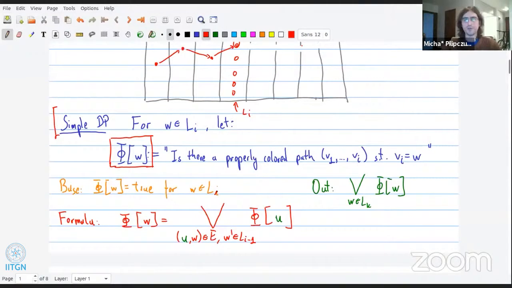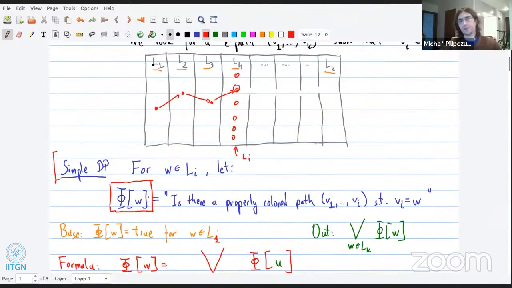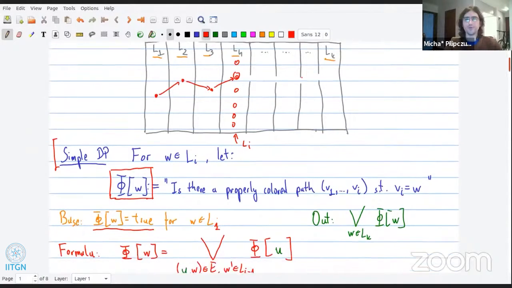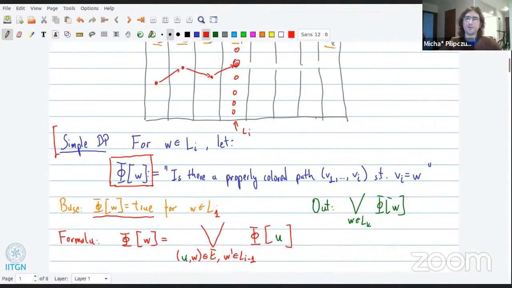So if I'm looking at layer 1, all the vertices of color 1, then clearly I always have a path ending there, because this is a path consisting of just one vertex. So this is the base case of the recursion. And then the recursive formula: if I would like to understand whether I can find a path looking like that ending at vertex w, I need to iterate through all the possible in-neighbors of w and check whether there was one shorter path that ended in any of those vertices.